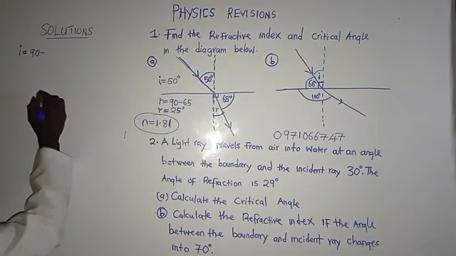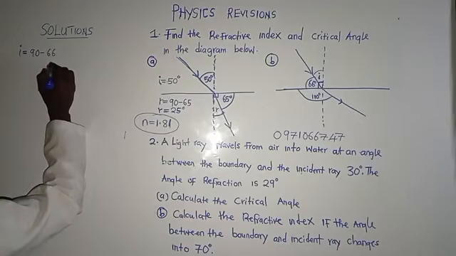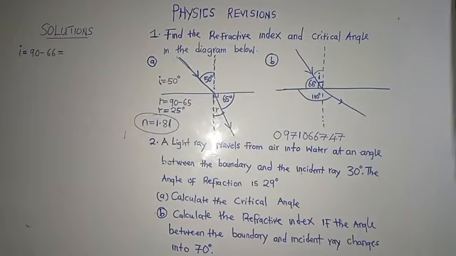90 minus 66. What answer are you getting there? So the angle of incidence is equal to what? I want to be getting answers from you people so that I see if we are able to follow. 90 minus 66, what is the answer? I can see 24, 24, 24. I think the correct answer is 24.